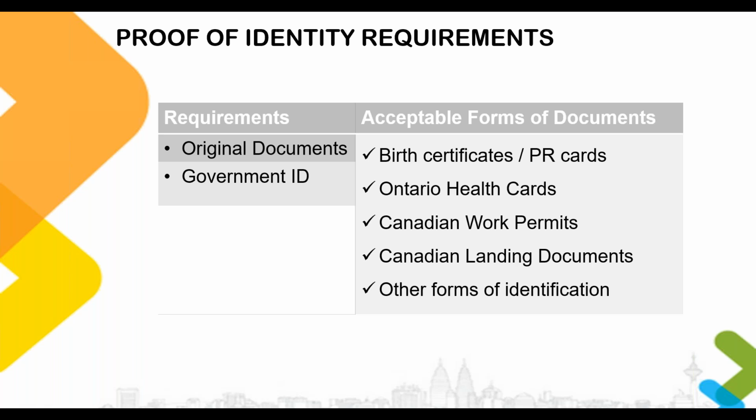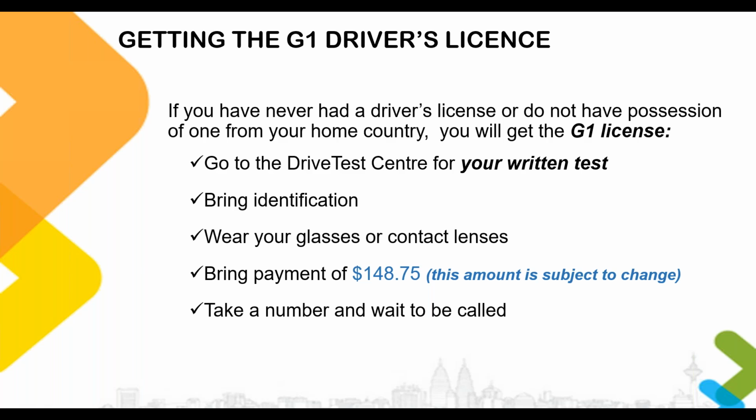That could be your birth certificate, a PR card if you are a permanent resident here in Canada. Ontario health cards are also used. You can have a Canadian work permit, Canadian landing documents, or any other form of identification, for example, your passport from your country. If you have never had a driver's license or do not have possession of one from your country, you will get the G1 license.